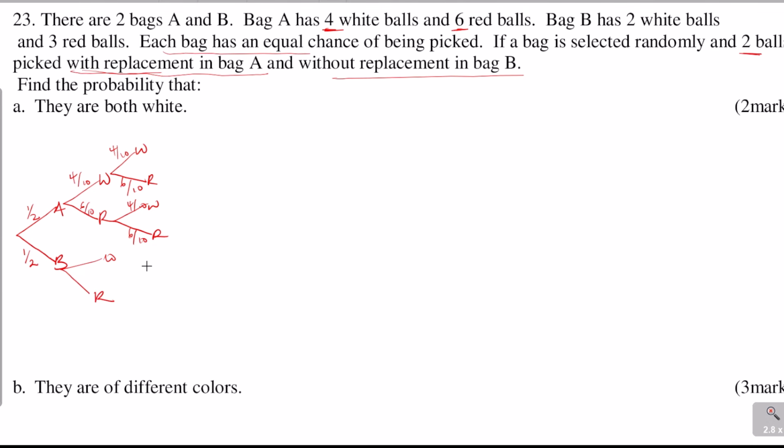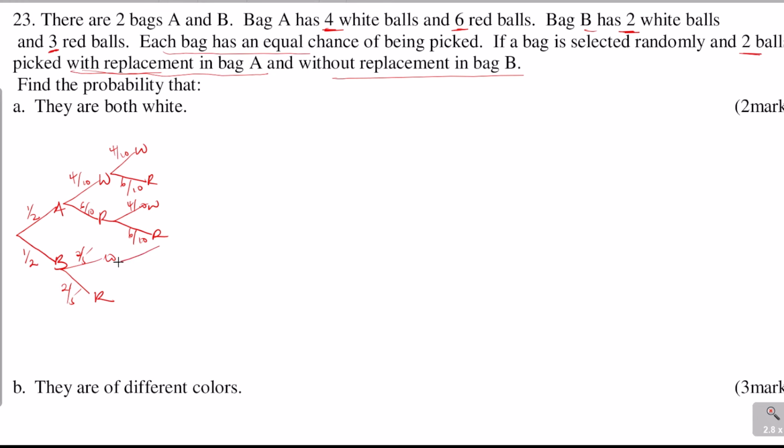So for the first pick, let's go to bag B. Bag B has 2 white balls and 3 red balls, so that is a total of 5 balls. The probability of picking a white will be 2 divided by the total, 2 over 5. So that is the first pick, 2 over 5.